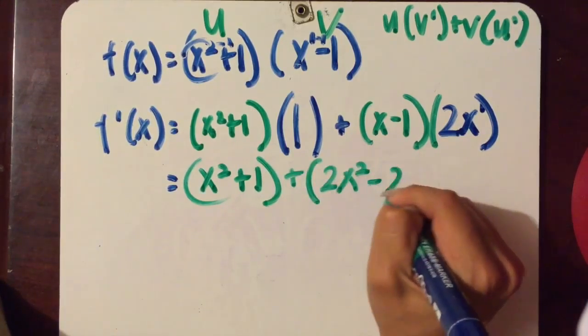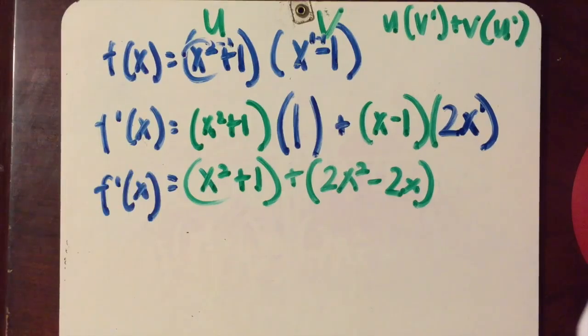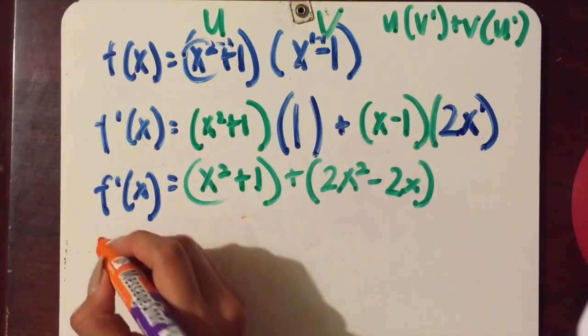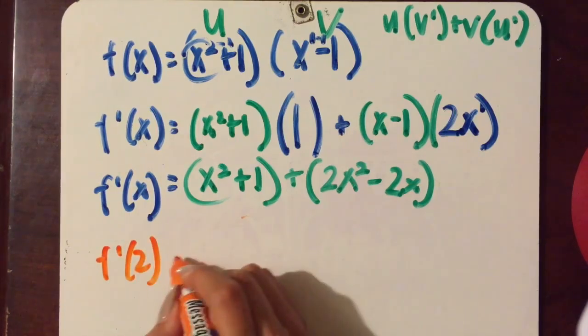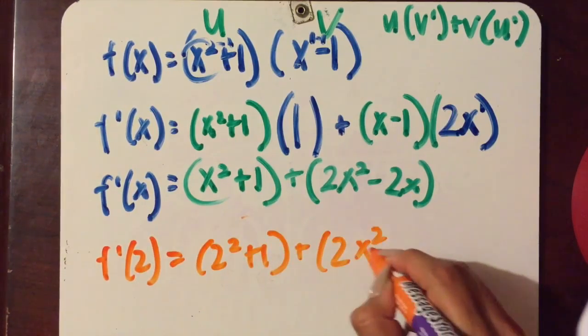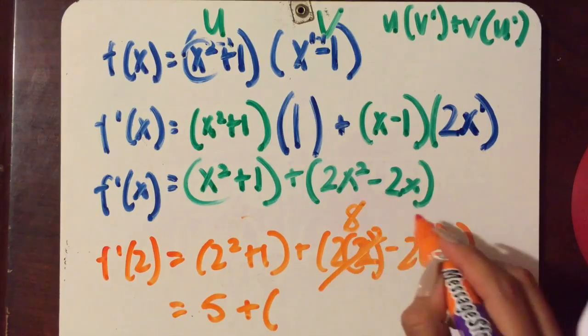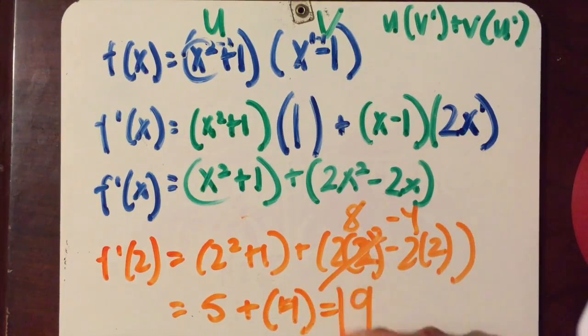After we simplify this, we'll get that the derivative is x squared plus 1 plus 2x squared minus 2x. Now, since this is just a general derivative for the function, we could just go ahead and input our x value of 2, plug into the derivative, and that will give us that 9 is the derivative, the rate of change at x equals 2.